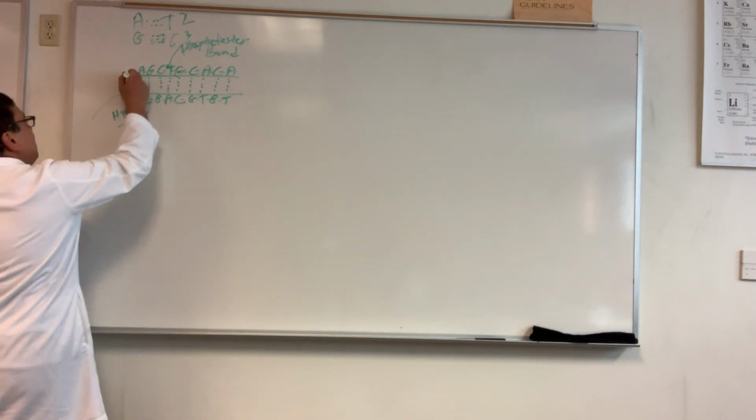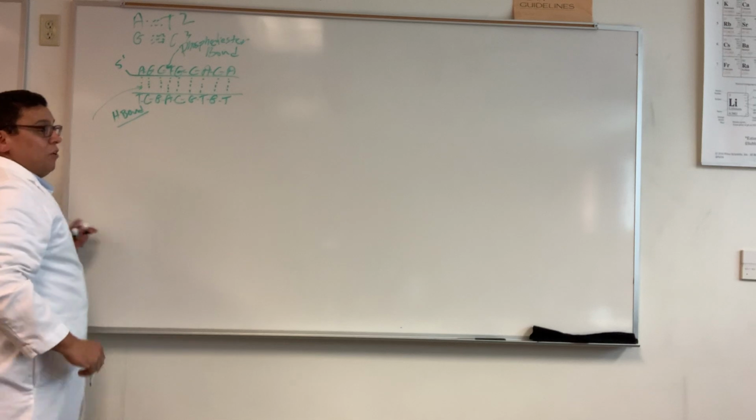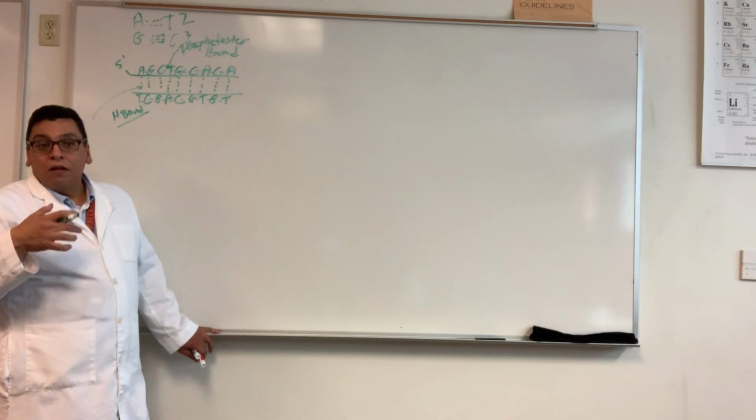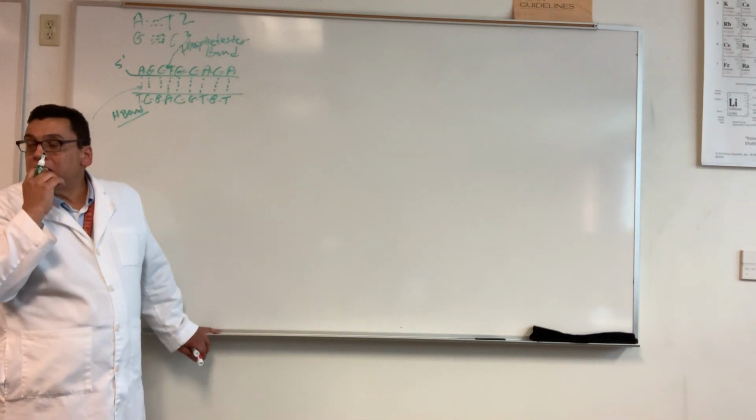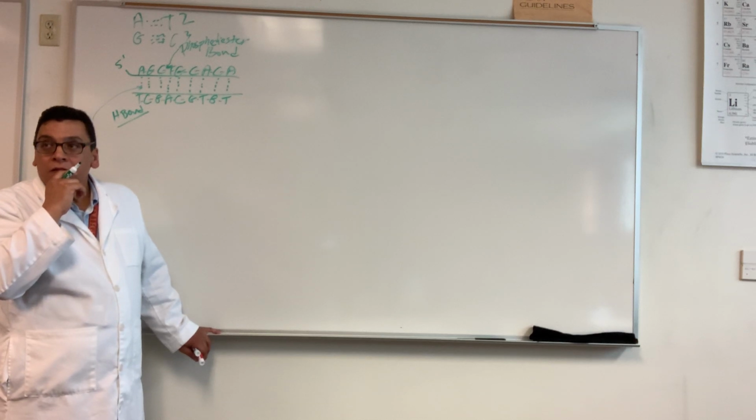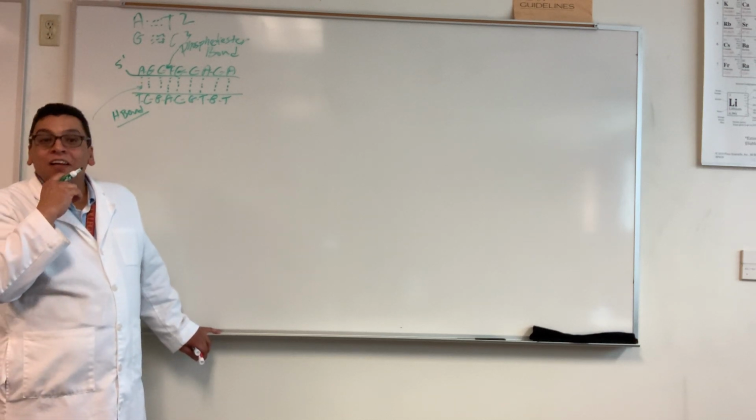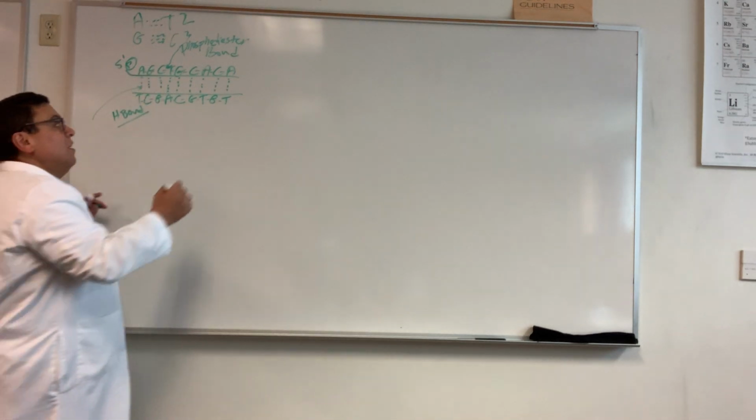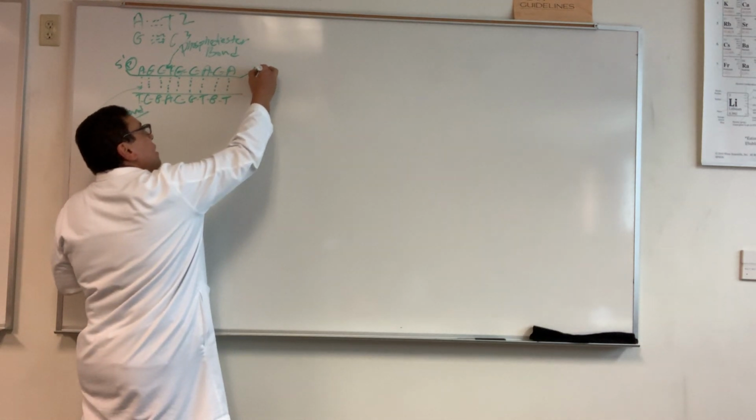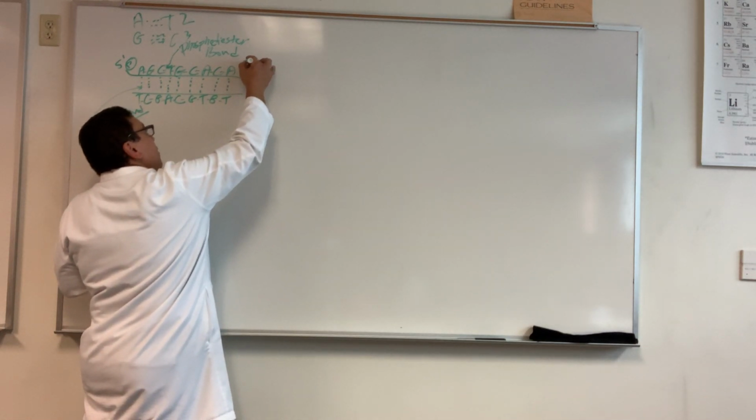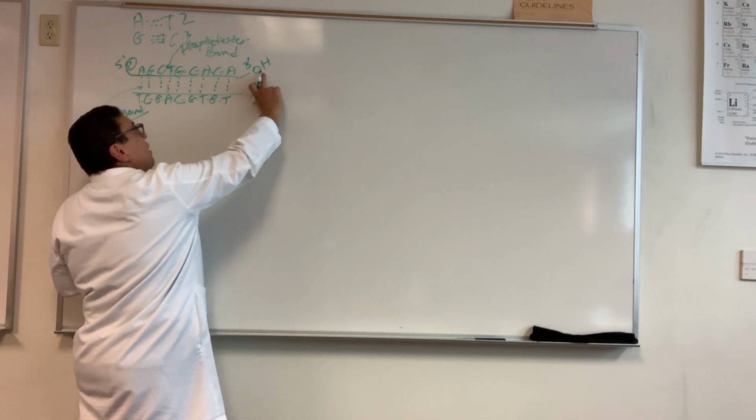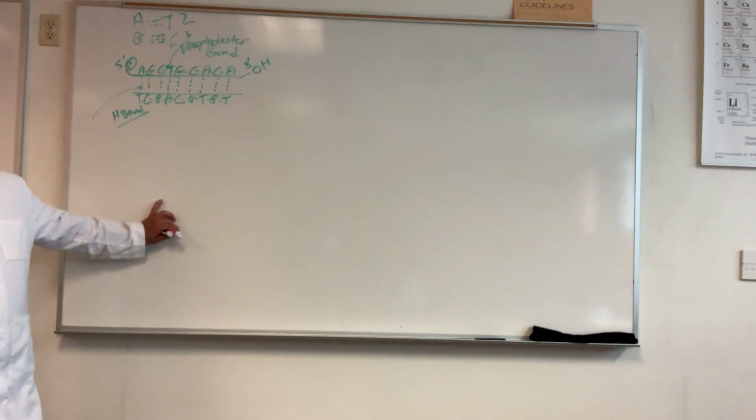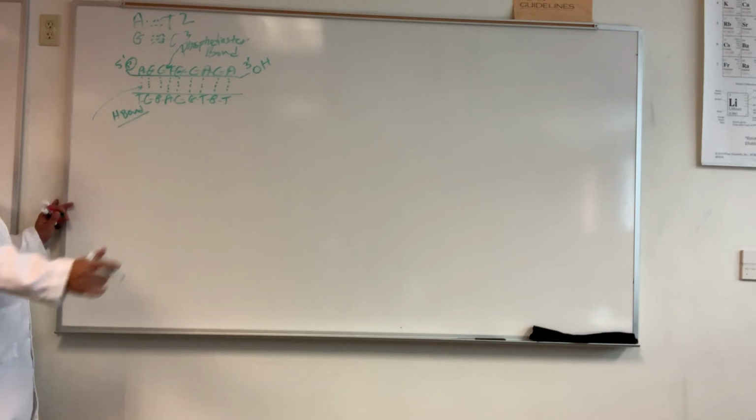If I write on this end 5 prime, what does that mean to you? There's something on that end. What is it? There you go, a phosphate. The 5 prime phosphate. That means that this end is 3 prime, not a phosphate, but what is the name of this functional group? OH. Hydroxyl. Very good.